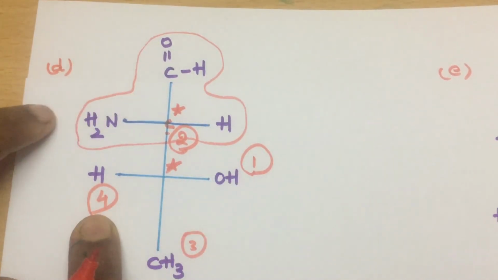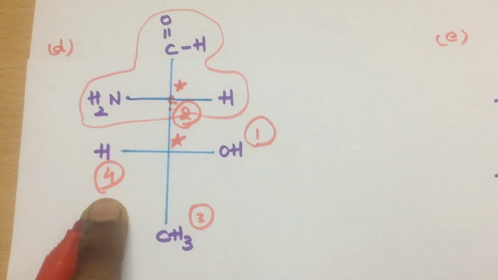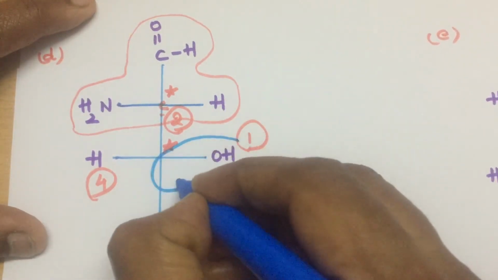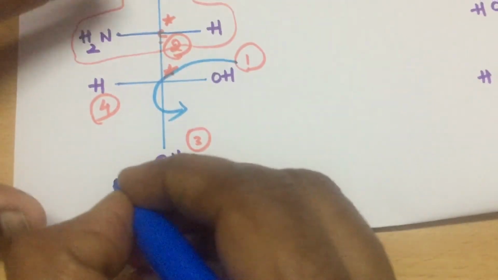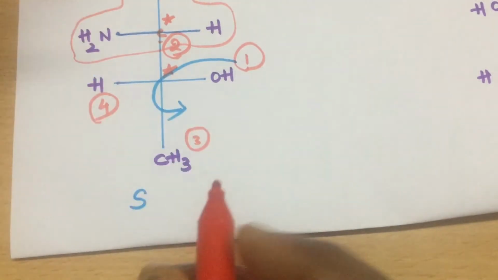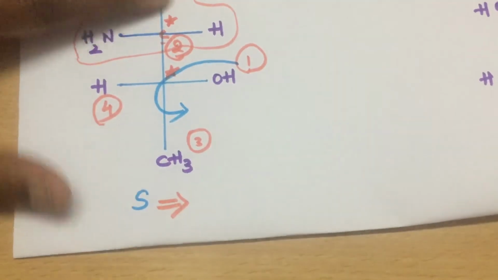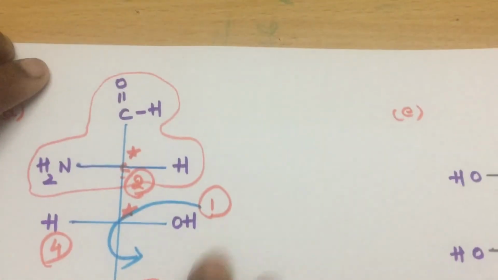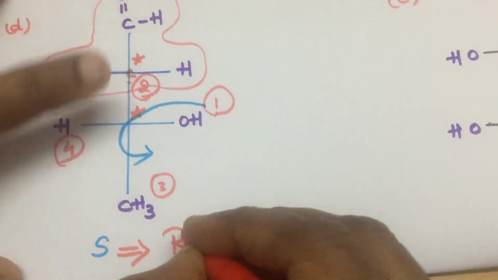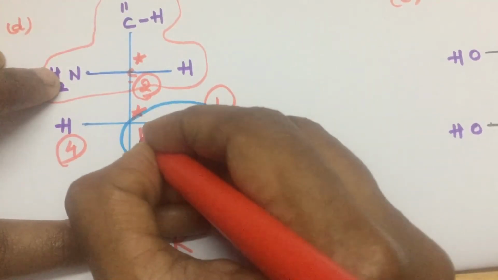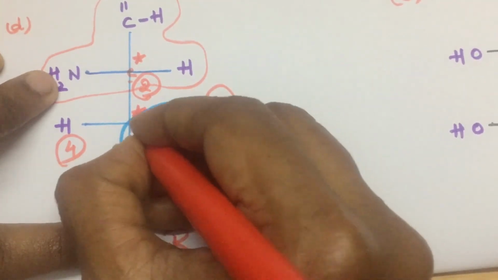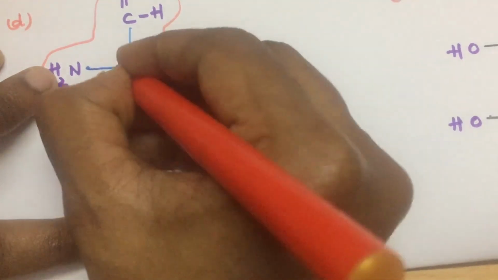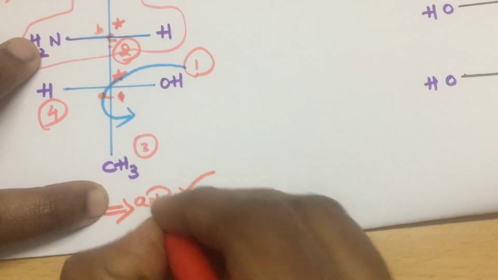Here hydrogen is in the horizontal direction, so you have to reverse the result, that's all. So 1, 2, 3. It comes to be clockwise, but since the lower priority group is in the horizontal direction, reverse the result. So the answer is S. For the first carbon atom, how can we label it? Let's say this is A, this is B, so A is equal to S.